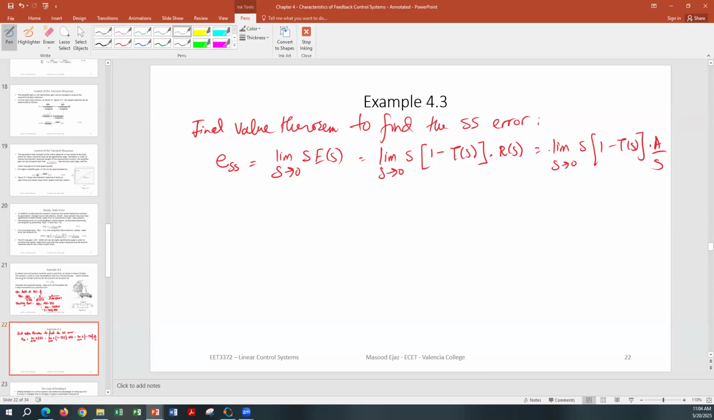So this s will be cancelled out, and we apply the limit. E steady state will be equal to a times 1 minus the value of the transfer function at DC, that is 0, when we plug in s is equal to 0.